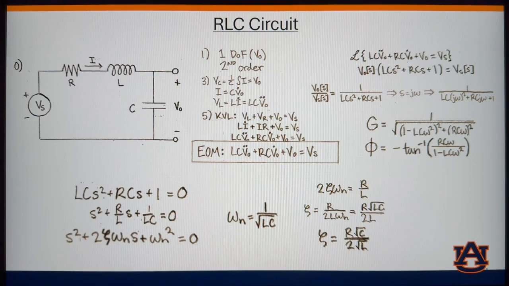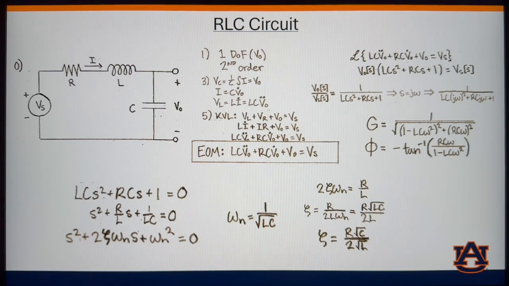For second order systems, we know that standard form is s squared plus 2 zeta omega n s plus omega n squared equals 0. By normalizing our characteristic equation, we get it in the form of s squared plus R over L s plus 1 over LC equals 0. Using that, we can solve for zeta and omega n. Omega n is equal to 1 over the square root of LC, and so it is not dependent on the resistance of the system. Solving for zeta, we get zeta equals R times the square root of C over 2 times the square root of L. And so we see that our zeta is proportional to our resistance.